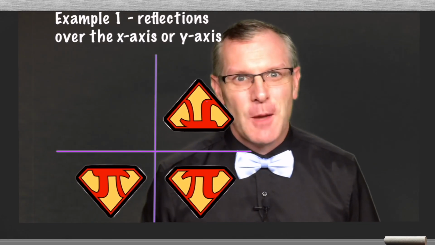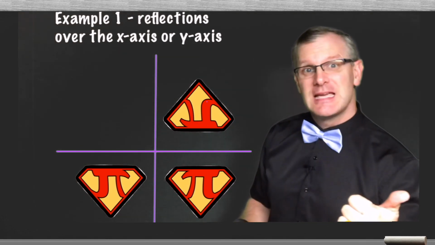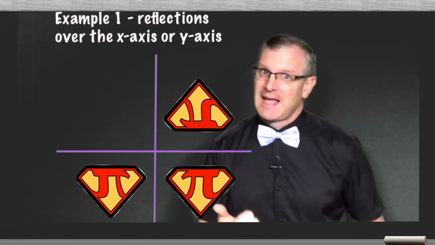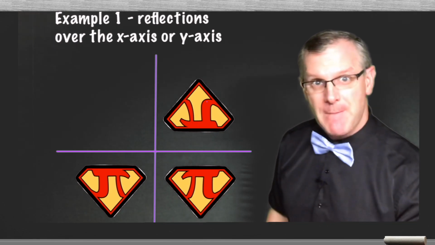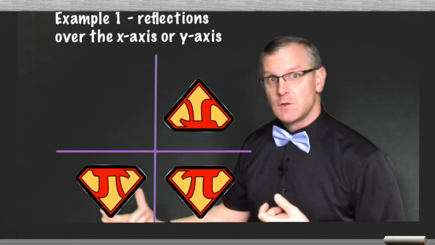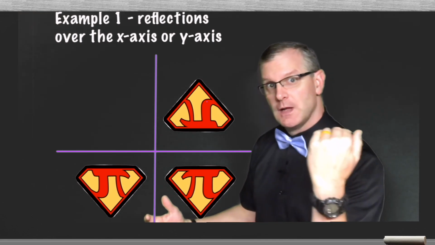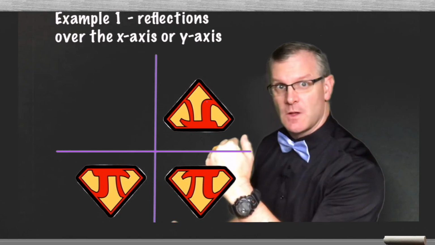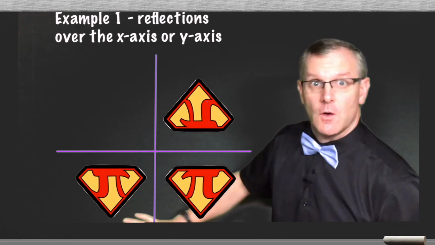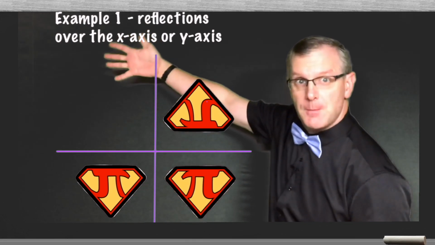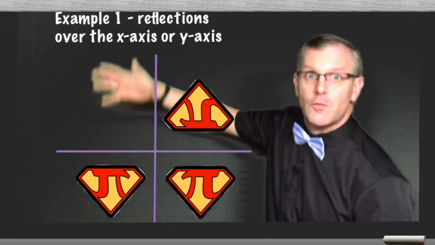Example 1. We're going to reflect over either the x-axis or the y-axis. This is one of those that actually has a mapping that goes with it. If we start with our pre-image and reflect it over the x-axis, that horizontal axis, the image is going to go from, in this case, quadrant 4, and flip up into quadrant 1. It flips over the x-axis.